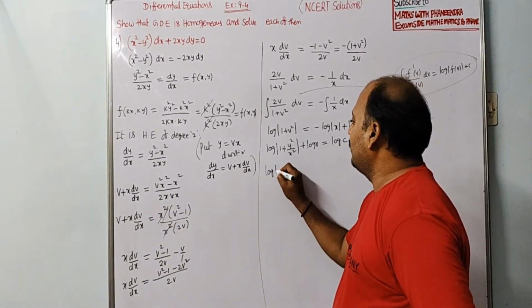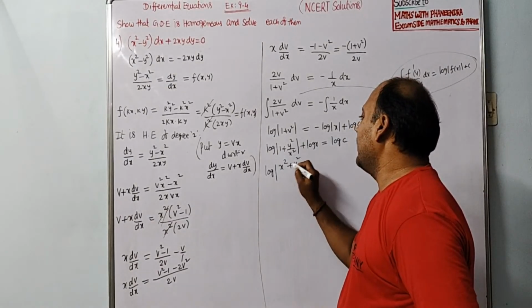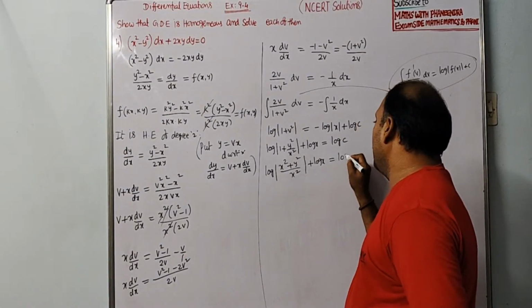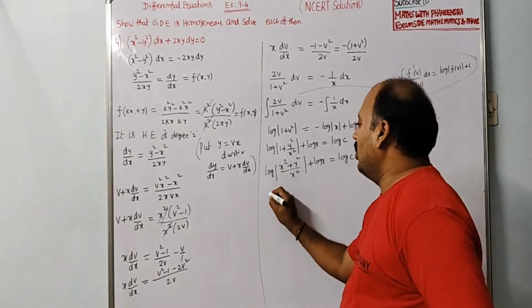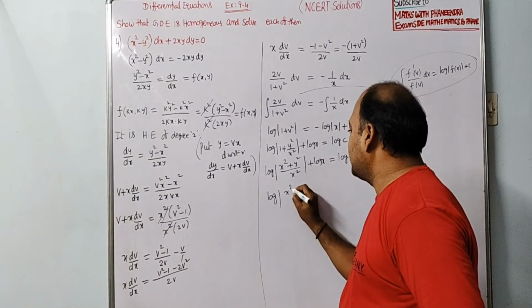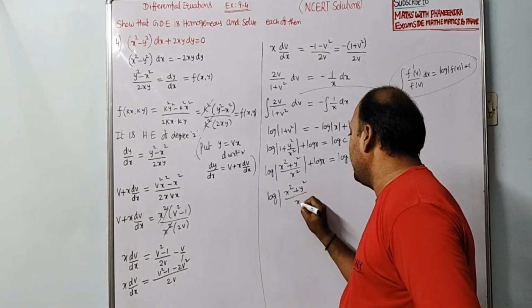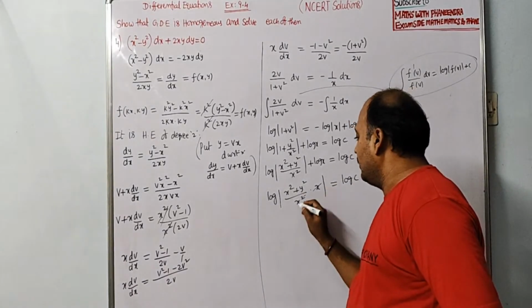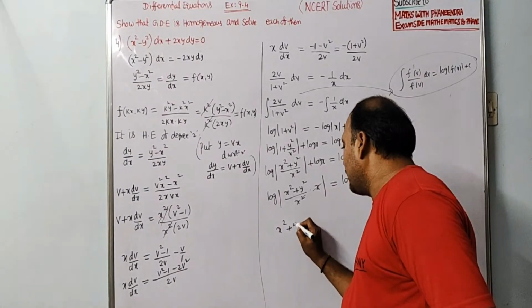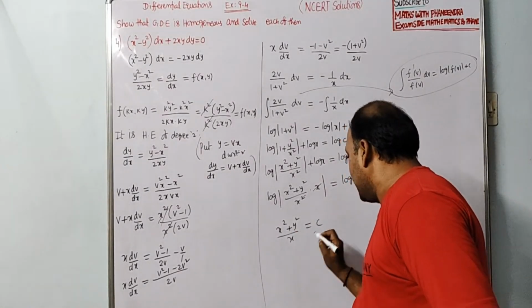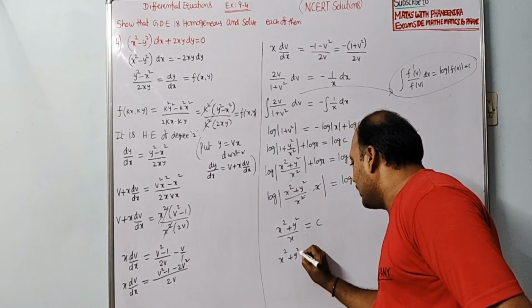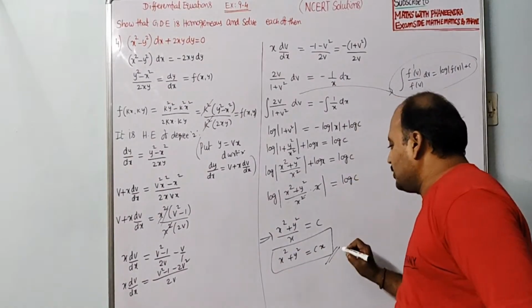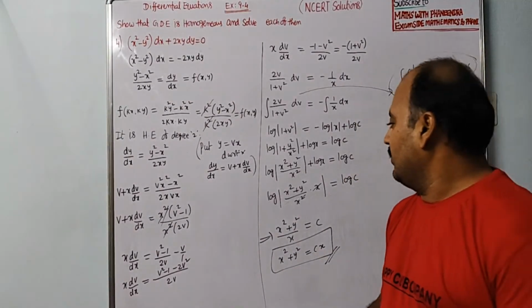So log of (x square plus y square) divided by x square plus log x is equal to log c. Log a plus log b is log ab. So log of (x square plus y square divided by x square) into x equals log c. Comparing log functions, (x square plus y square) by x equals c. So x square plus y square equals cx, which is the required solution to the given differential equation.